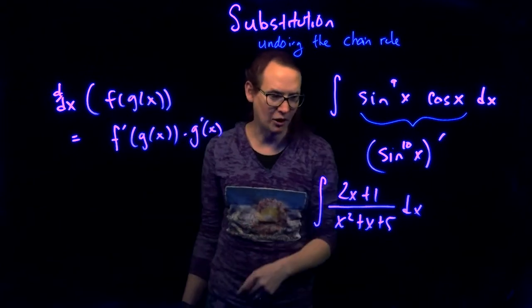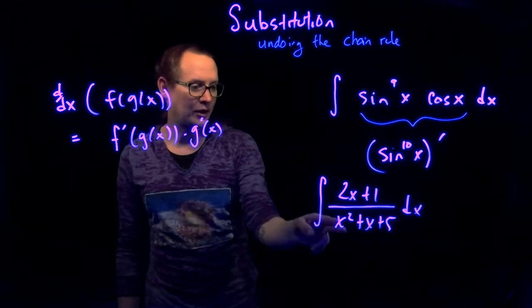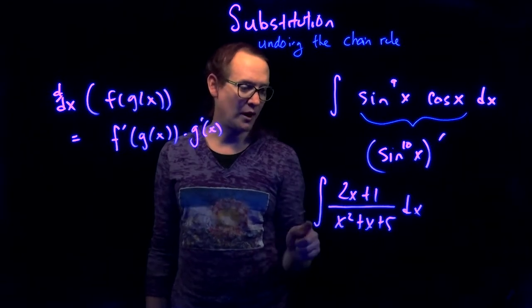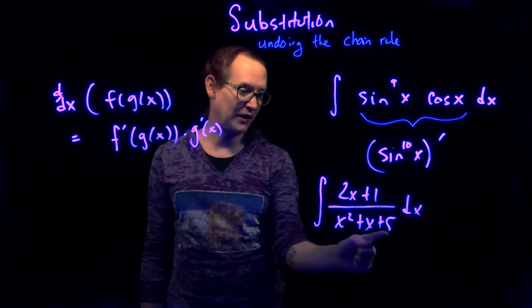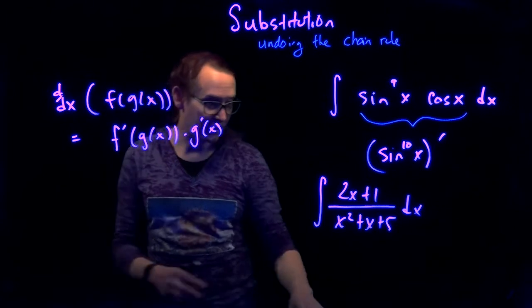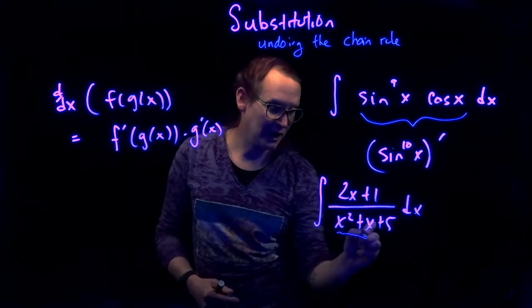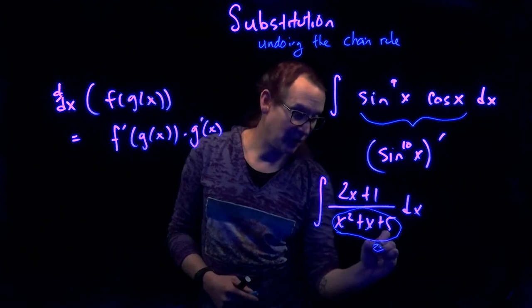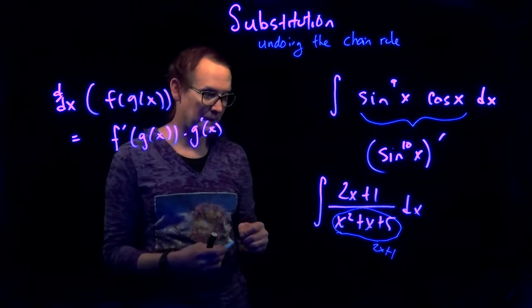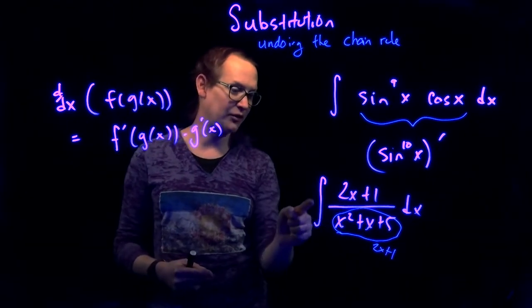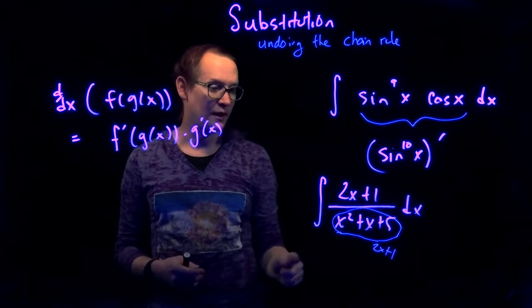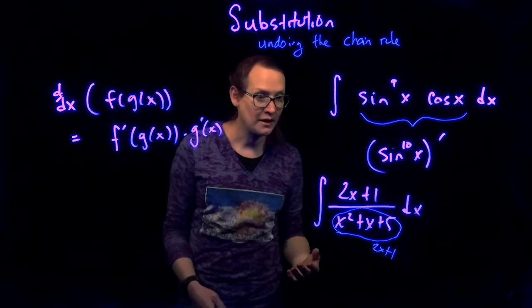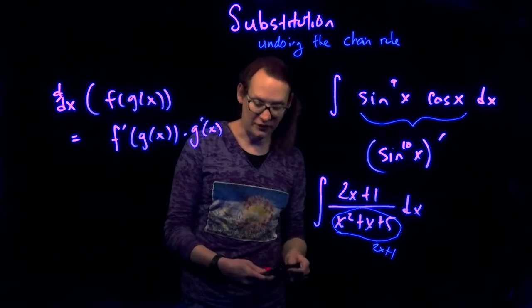This one is something over something. Look at the top: I've got 2x plus 1. In the bottom, I've got x squared plus x plus 5. And the derivative of the bottom is the top, 2x plus 1. So the top here is the derivative of the bottom, which means there's some sort of composition going on.